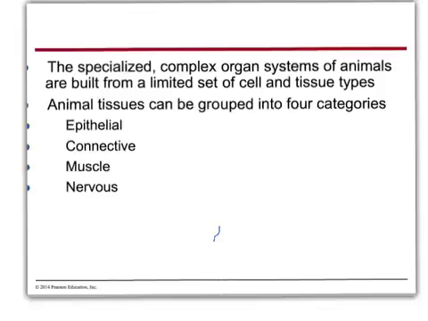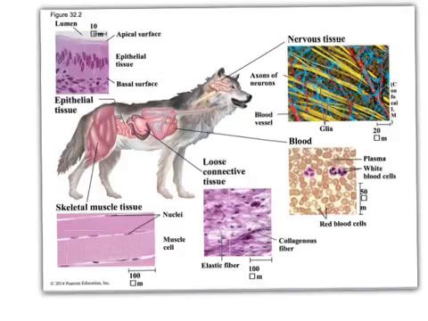So there are four major types of tissues in the body: epithelial, connective, muscle, and nervous. And we're going to go through each of them. So here's what they look like, examples. Easy: nervous tissue. You can write this down right away.